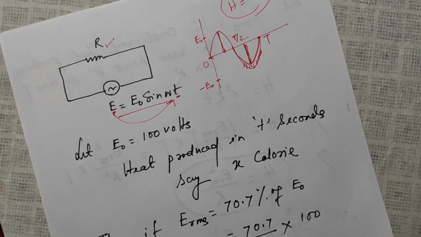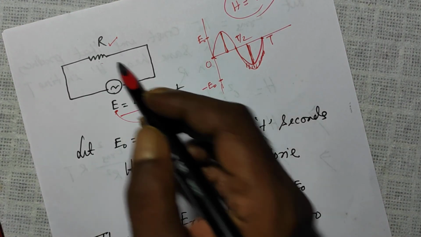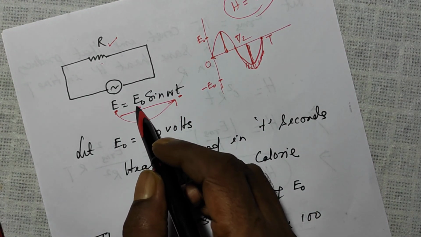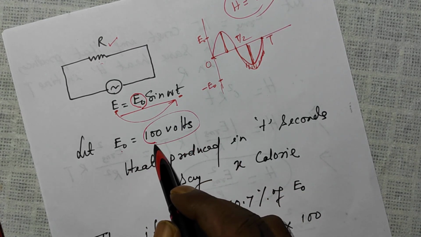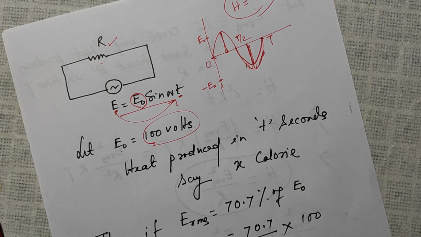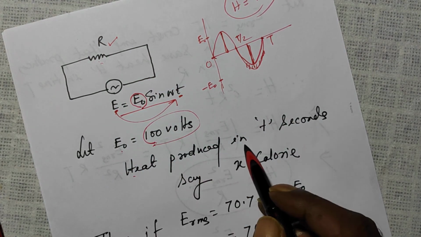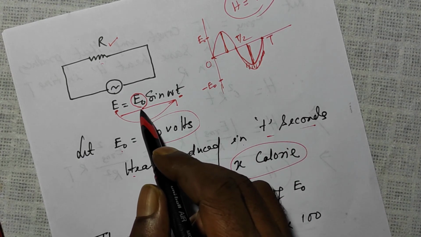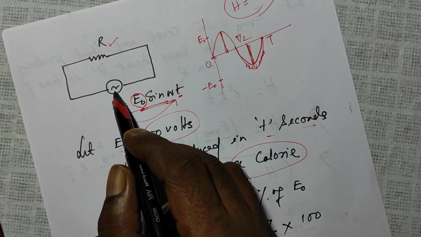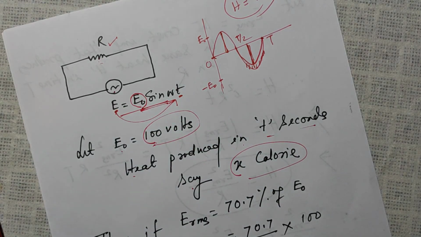Now suppose the maximum value E naught is 100 volt. Some heat will be produced. Heat produced in time t seconds, say x calories, due to this alternating voltage applied across this resistor.